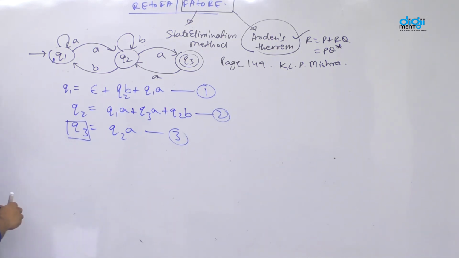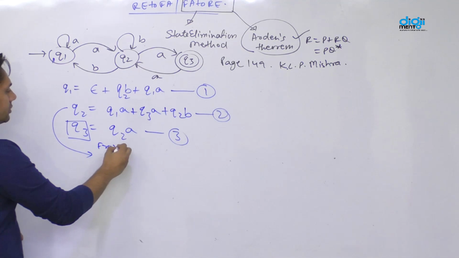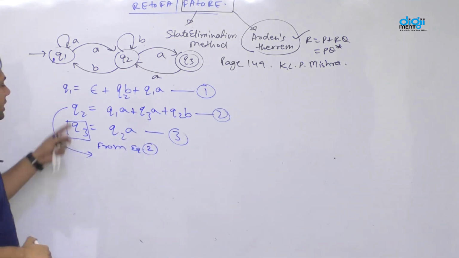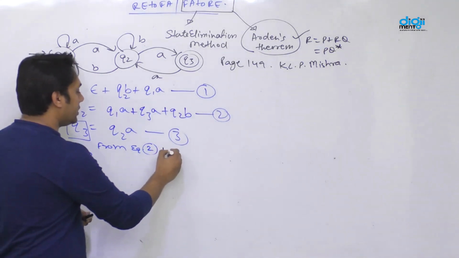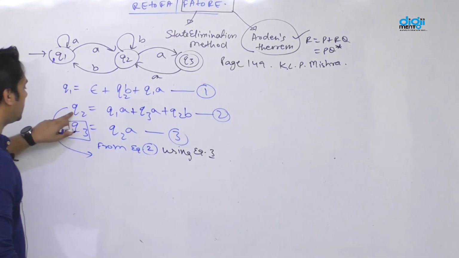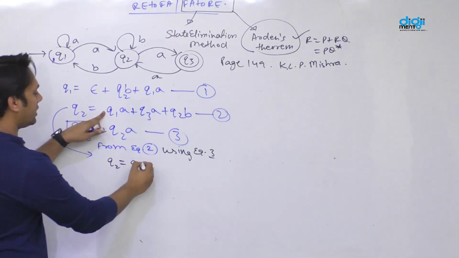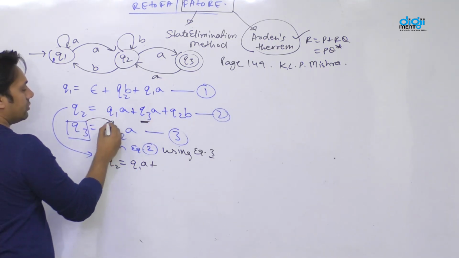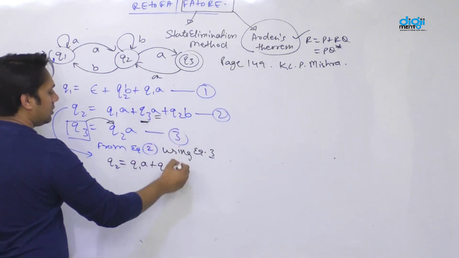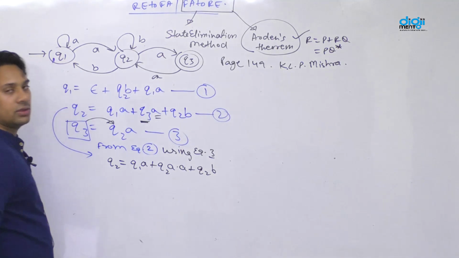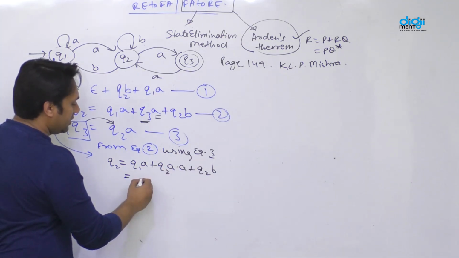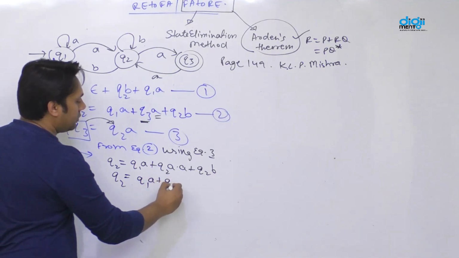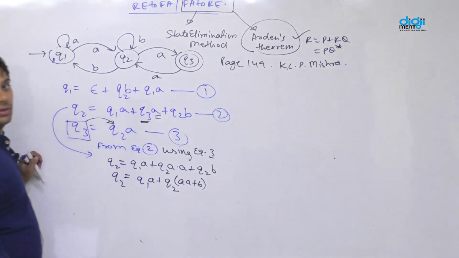So let us see. First of all, we will start with the state Q2. So I can start with the state Q2 from equation 2. In equation number 2, I'm going to replace Q3 by the definition of Q3. So using equation 3, what I can get is Q2 is equal to Q1A plus, instead of Q3 just fill this value, Q2A dot A plus Q2B. Now from this you will see that we can also change it this way. Q2 is equal to Q1A plus Q2 times (AA plus B), taking Q2 as common. Okay, I hope this much is clear.